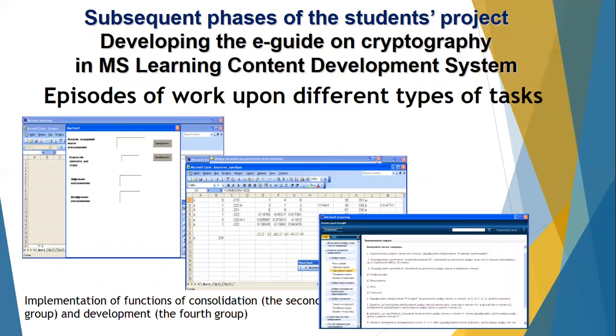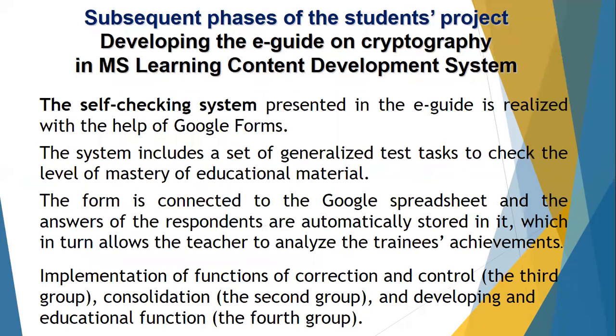Here you can see episodes of lookup on different types of the tasks, which allows implementing the functions of consolidation and development. Also, the self-checking system as a component of the e-guide on cryptography is presented in the e-guide with the help of Google Forms. The system includes a set of generalized test tasks to check the level of mastery of the educational material given in the e-guide. The form is connected to a Google spreadsheet and the answers of the respondents are automatically stored in it, which in turn allows the teacher to analyze the trainee's achievement. In such a way, the group of functions is implemented. You can see it on the screen.